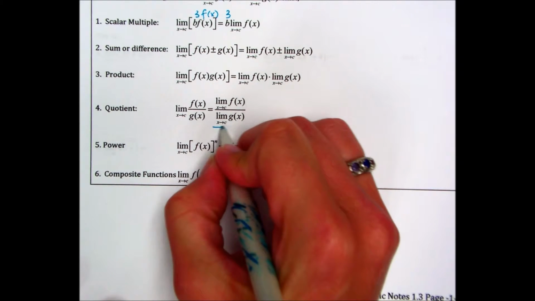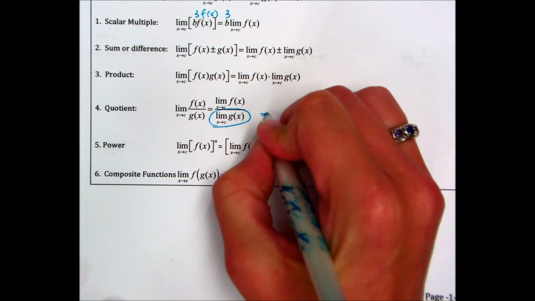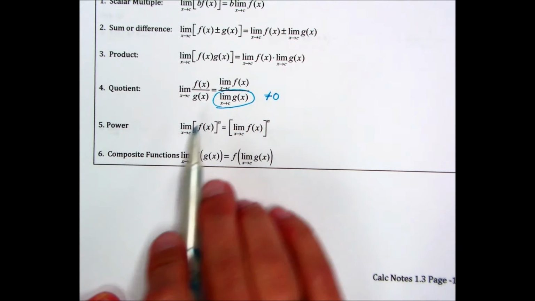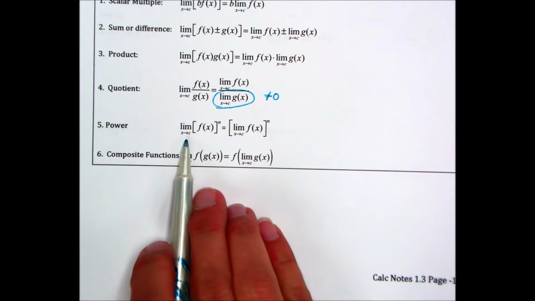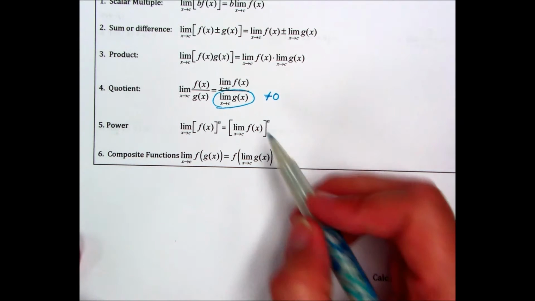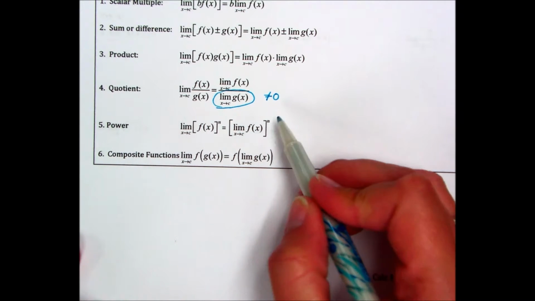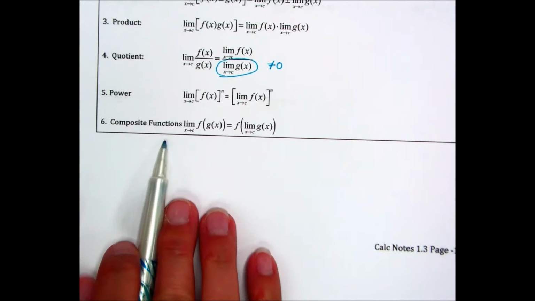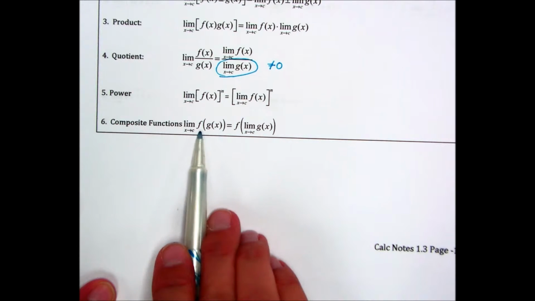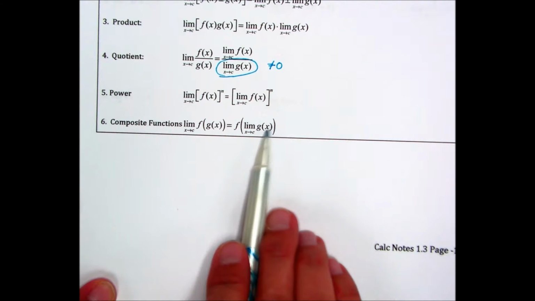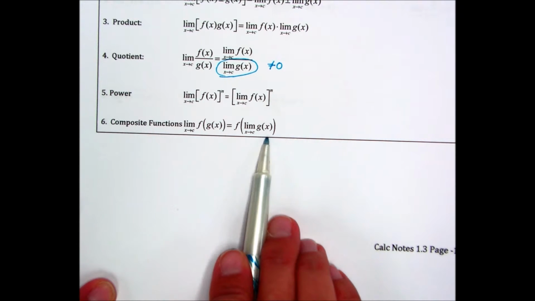You just got to be careful. Remember, the limit of g of x cannot equal 0. It would be undefined. The power property, if I have the limit as x goes to c of the function f of x raised to the n, I can do the limit of f of x and then raise it to n. So you can do either one. And then composite functions. I can either take g of x, plug it into f, and then find the limit, or I could take the limit of g of x first, take that answer, and then plug it into f, and then I'd be done.